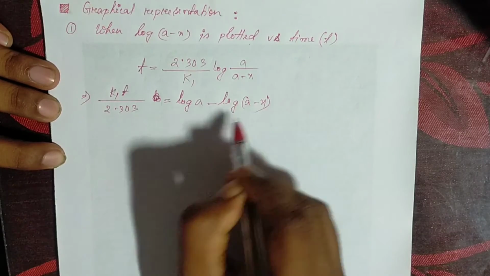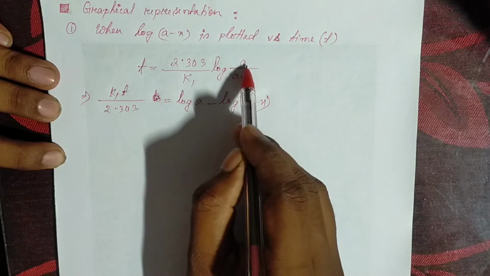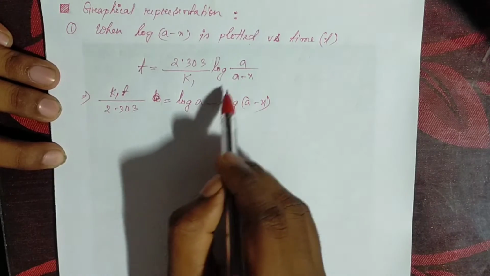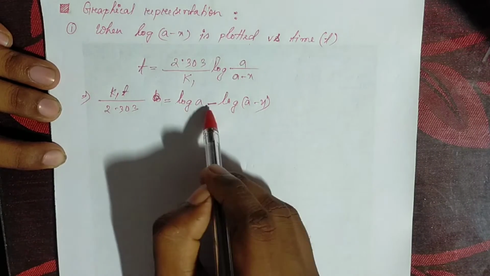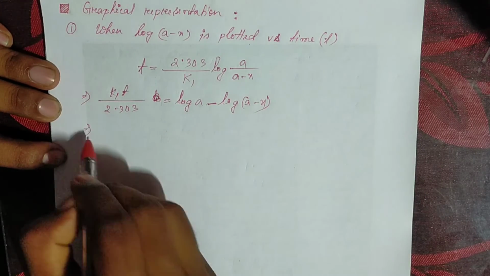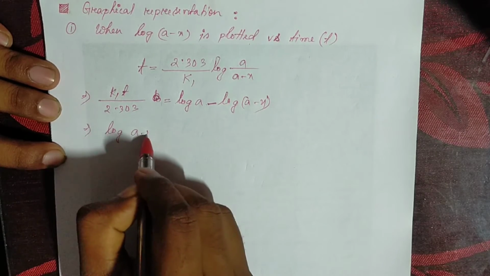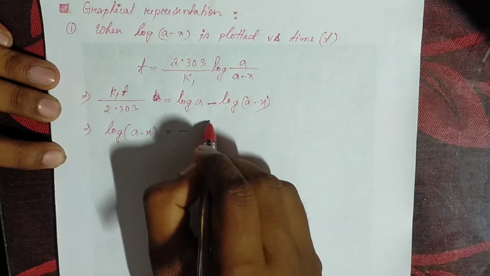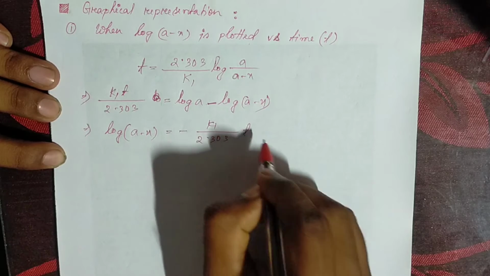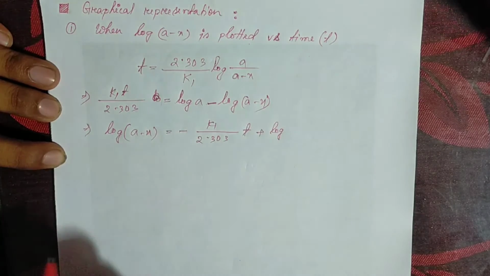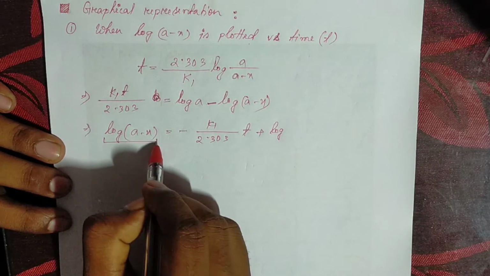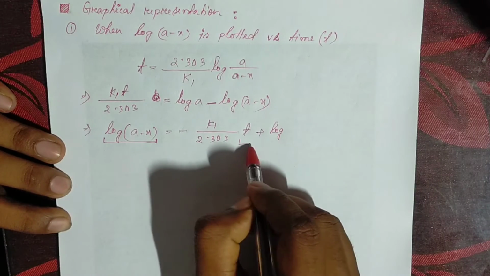So this is a rule of logarithm, as it is a by a minus x, so we can write it in terms of minus log a minus x. So we can write log a minus x is equal to minus k1 by 2.303 t plus log a. Okay, so we are plotting graph log a versus time.